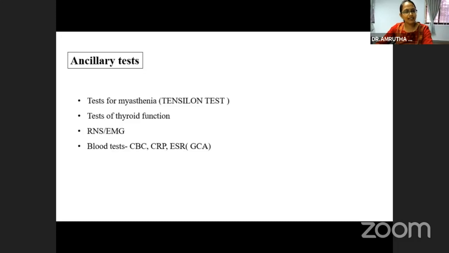Other ancillary tests would involve, as I told in the first slides, the Tensilon test, edrophonium injections, or testing for myasthenia, or sending for antibodies for cholinesterase.